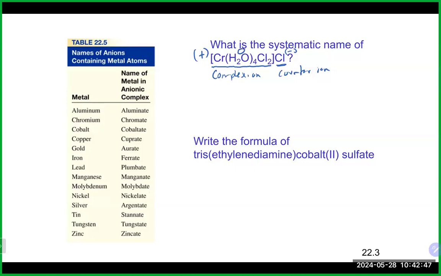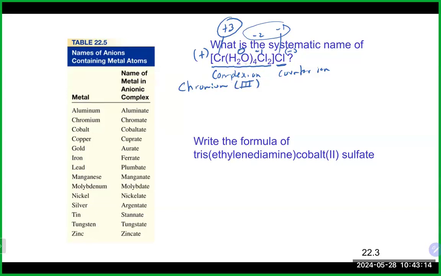Water is 0, it has no charge. Each of these Cls is -1. There's 2 of them, which gives you a -2. We also have a Cl on the outside, which is -1. So that altogether is -3. That means that the chromium here will be rolling with a +3 charge. So we know that we have a chromium Roman numeral 3 happening.